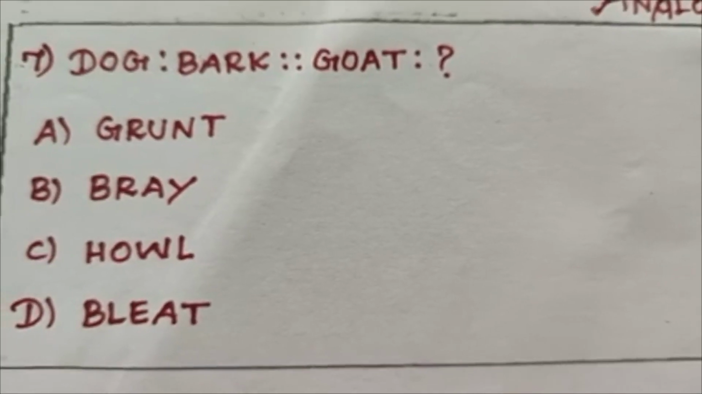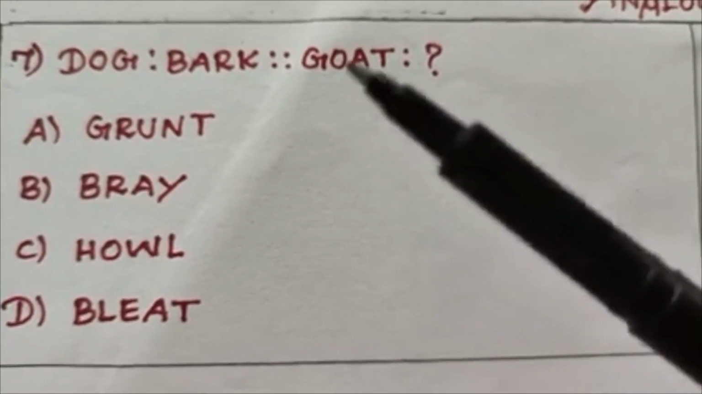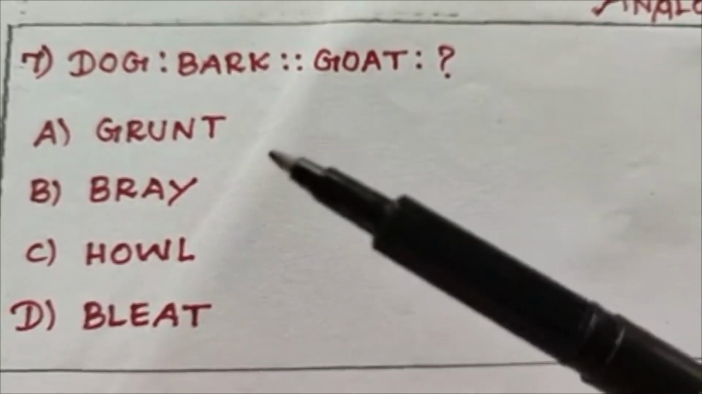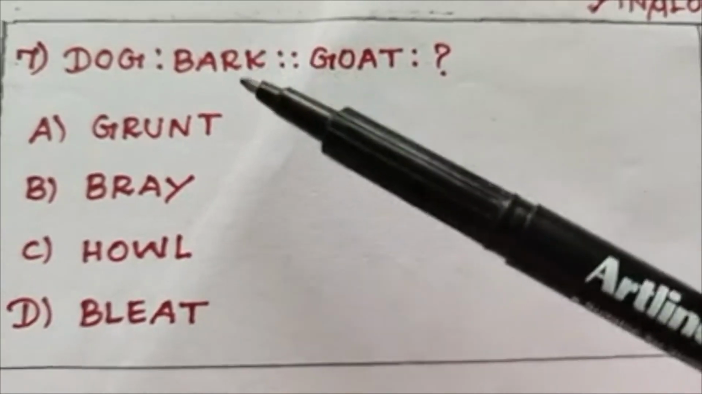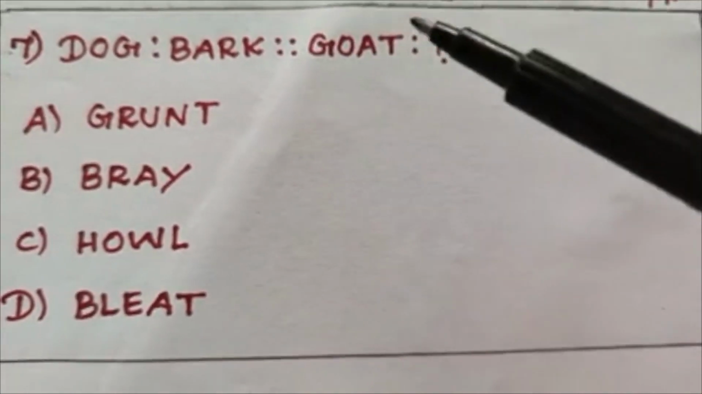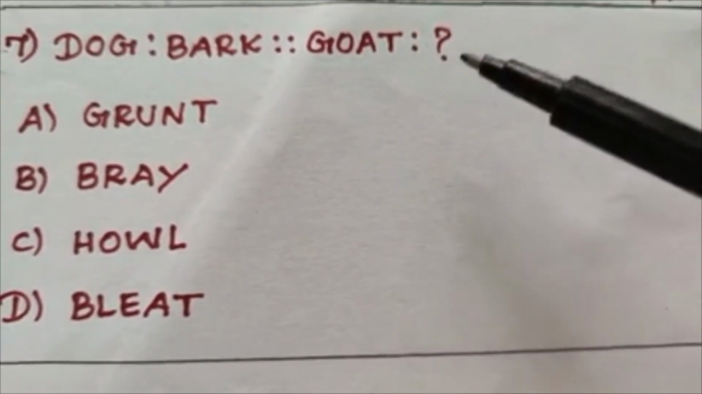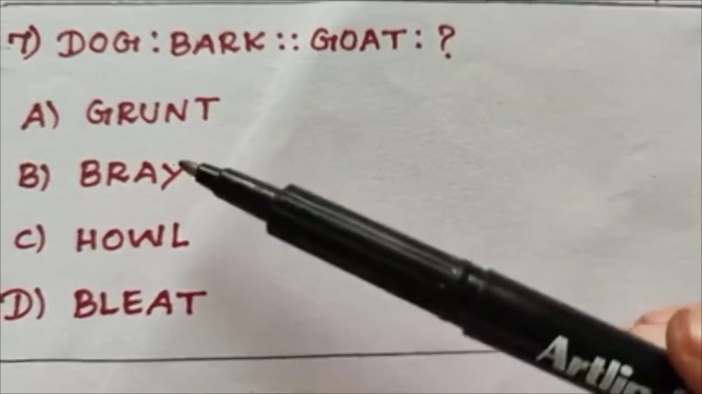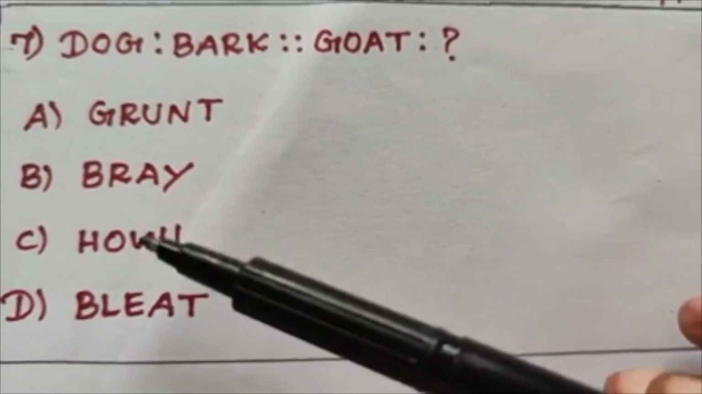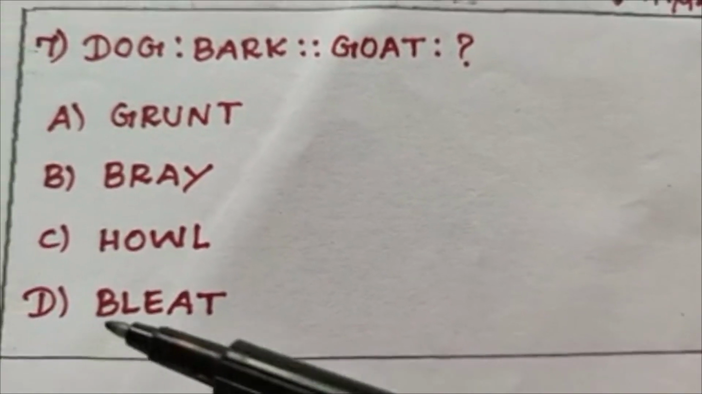Next, question number 7. Dog is related to bark. In the same way, goat is related to what? Option A, grunt. Option B, bray. Option C, howl. Option D, bleat.